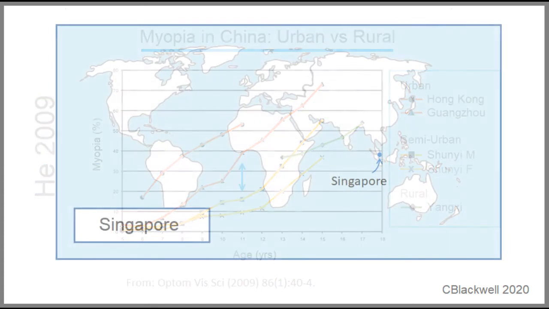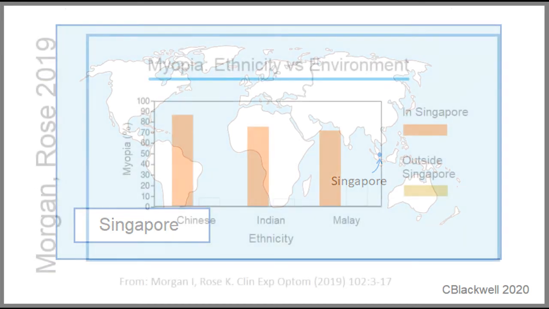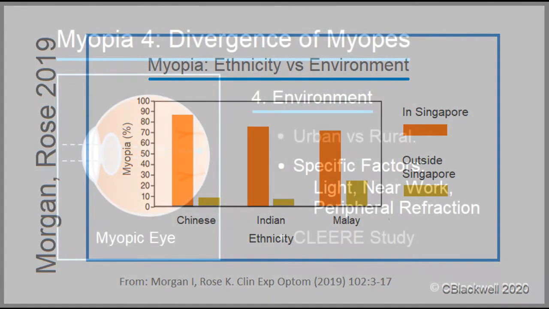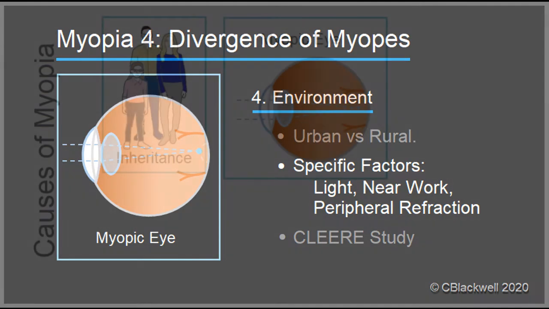A similar point is made by Morgan, looking at different ethnic groups in Singapore. They assembled studies to compare myopia in different ethnic groups within Singapore versus the same ethnic groups outside of Singapore. The large difference in prevalence adds to the case for environmental influence. The next question, then, is what is it in the environment that causes myopia?